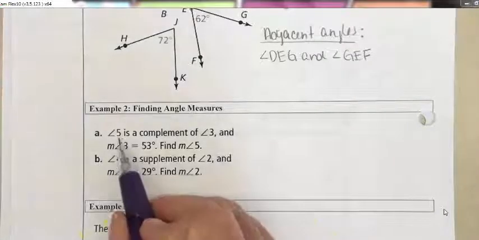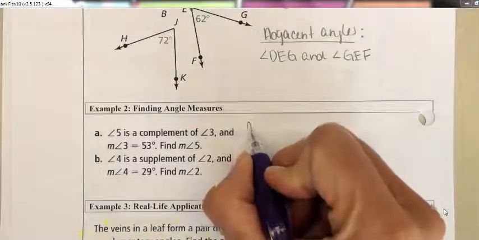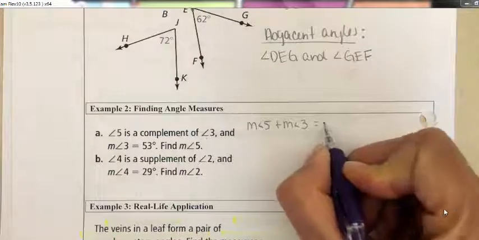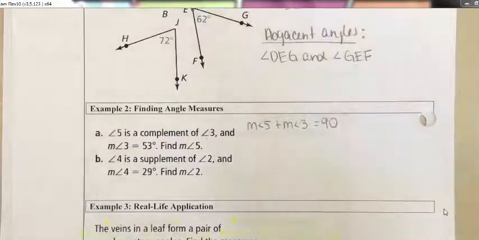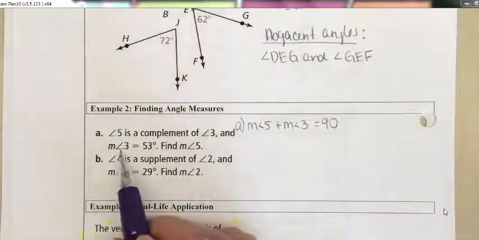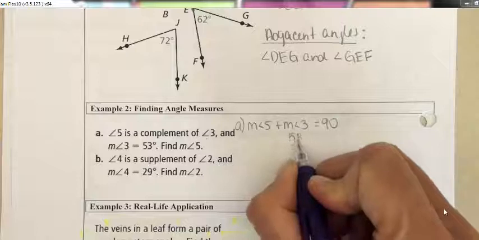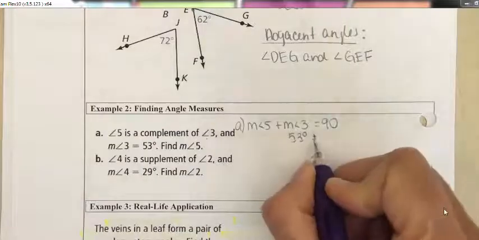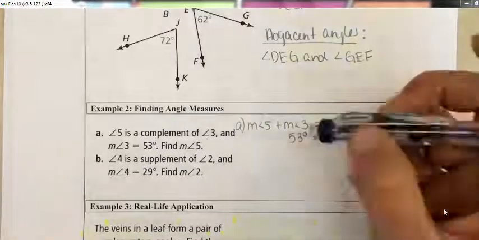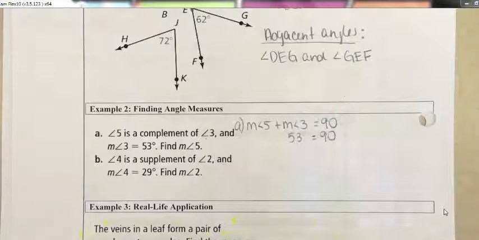So I know that angle 5 is a complement of angle 3. Well, what that tells me is that the measure of angle 5 plus the measure of angle 3 adds up to 90 degrees. I'll put an A next to this. And I know that the measure of angle 3 is 53 degrees. So this one's 53 degrees. I know that if they add up, they got to be 90 degrees. Oh, I'm not going to put a degree symbol because sometimes I mess up and I think that that's a 0. So I think I'll leave that out.